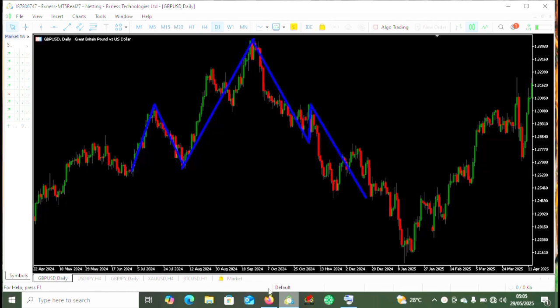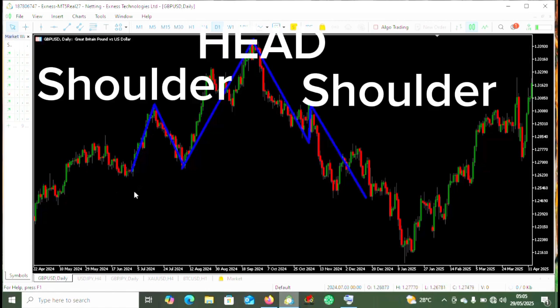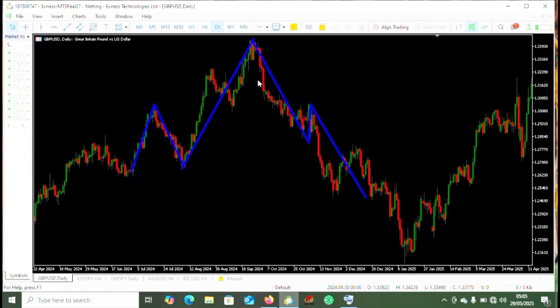Like you see here, we'll talk about the head and shoulder pattern. It's very effective, like a human head and a human shoulder by the side. Whenever you see this kind of formation on your chart, it's giving you that head and shoulder look, telling you that the market is about to reverse big time. It goes a long way.